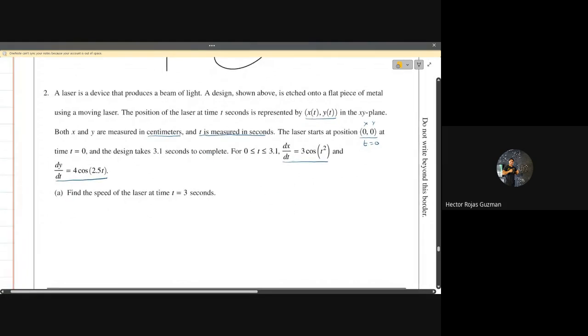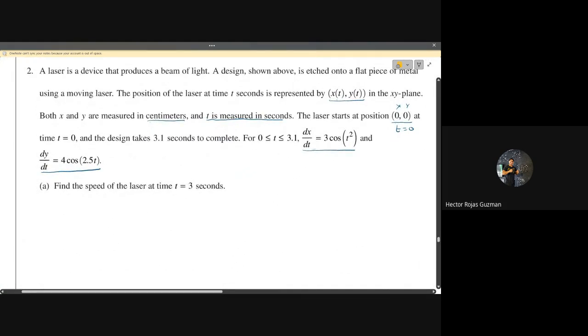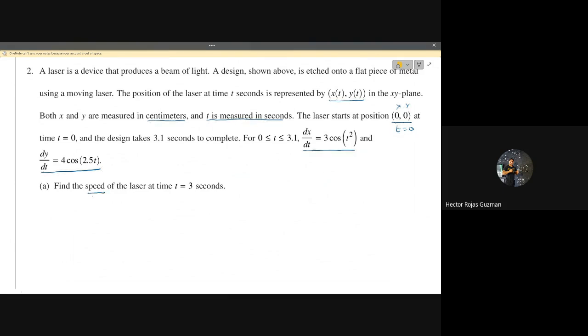Find the speed of the laser at 3 seconds. Well, we're going to have to know the formula for speed, and the formula is the square root of x prime of t squared plus y prime of t squared. All you got to do really is plug it into the calculator really carefully. Make sure you're squaring the entire quantity. Your calculator should look something like this.